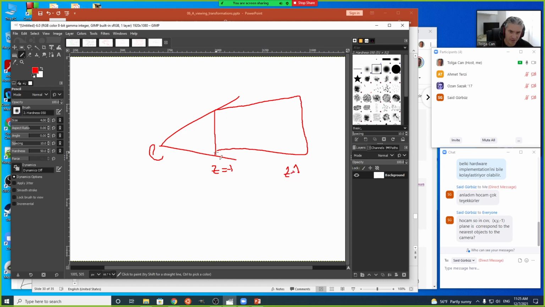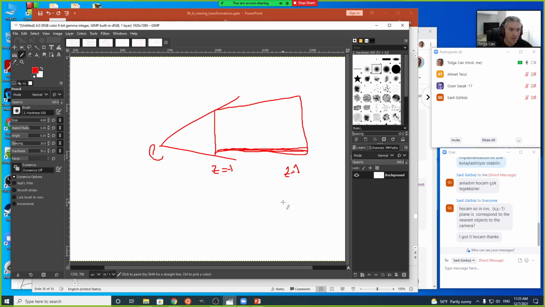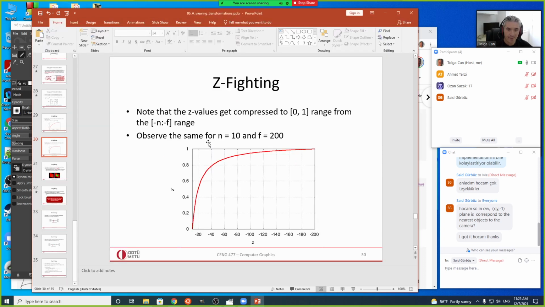As you can see, this is like inverted. The z coordinate is now inverted in the canonical view volume. Yeah, the nearest objects are at z is equal to -1. That's a correct observation.